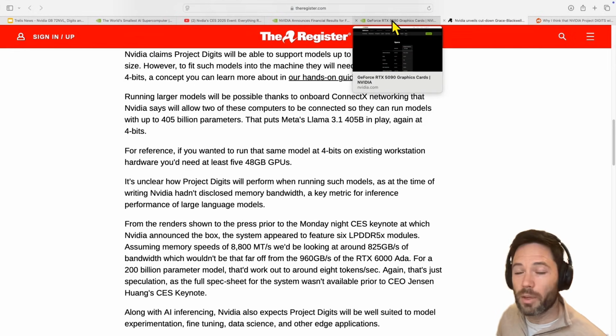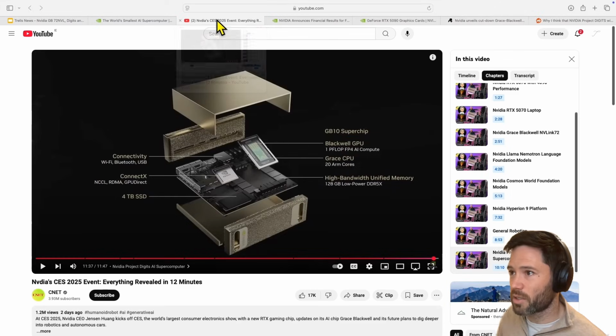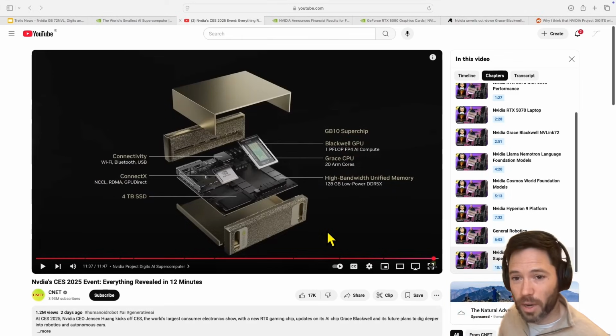So we'll have to keep an eye out. Of course, this is just still in the design stage, and it's yet to be seen exactly where this lands in terms of the bandwidth speed.